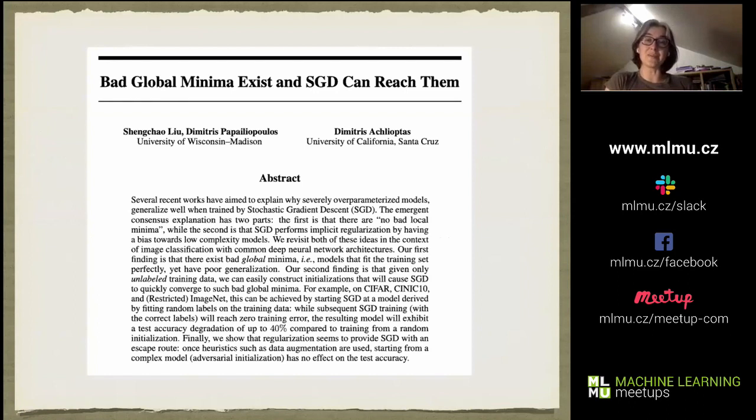One of the papers that I like that pretty nicely captures that difference is this one, where the title says it all. There are bad, even global minima, bad in the sense that the test error, the generalization error, is bad, and stochastic gradient descent can reach them. But if you initialize it randomly, it doesn't. And the reasons why this is so mathematically are still very obscure and nobody really knows.